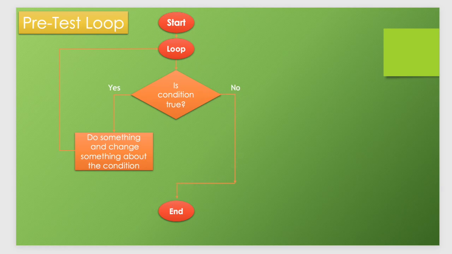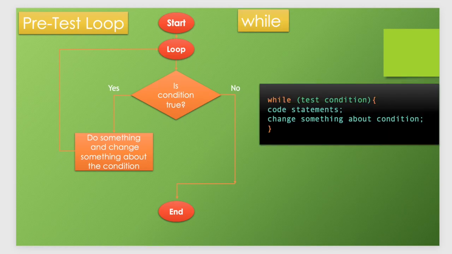A prime example of a pretest loop in JavaScript is the while loop. The while loop starts with the keyword while and then a test condition, just like the test conditions that we wrote in the last chapter. A set of curly brackets will recognize the loop's body, so our loop's body is contained within a set of curly brackets. And then we have the code statements that we want to do in this loop, and then we need to change something about the test condition.